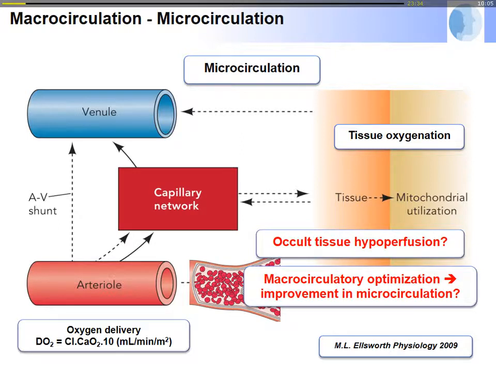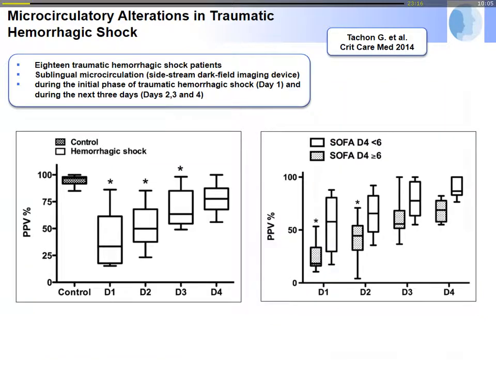So the goal is to try to be sure that there is no occult hypoperfusion, and that macrocirculatory optimization is effective to improve microcirculation. Just some example to show you how the picture is complex and the story difficult.